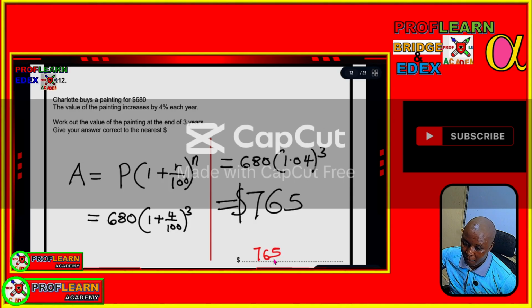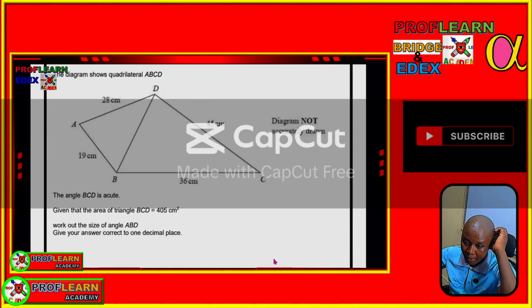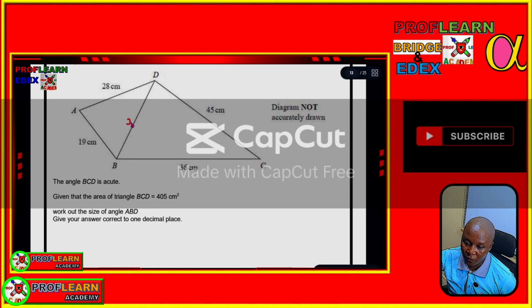Right, moving to question number 13, a question where you learn how to use the sine rule and the cosine rule. We are going to work out the angle ABD, but first we need to find the value of x, and also the angle at this given point, this angle here, theta. We are told that the area of BCD is 405.